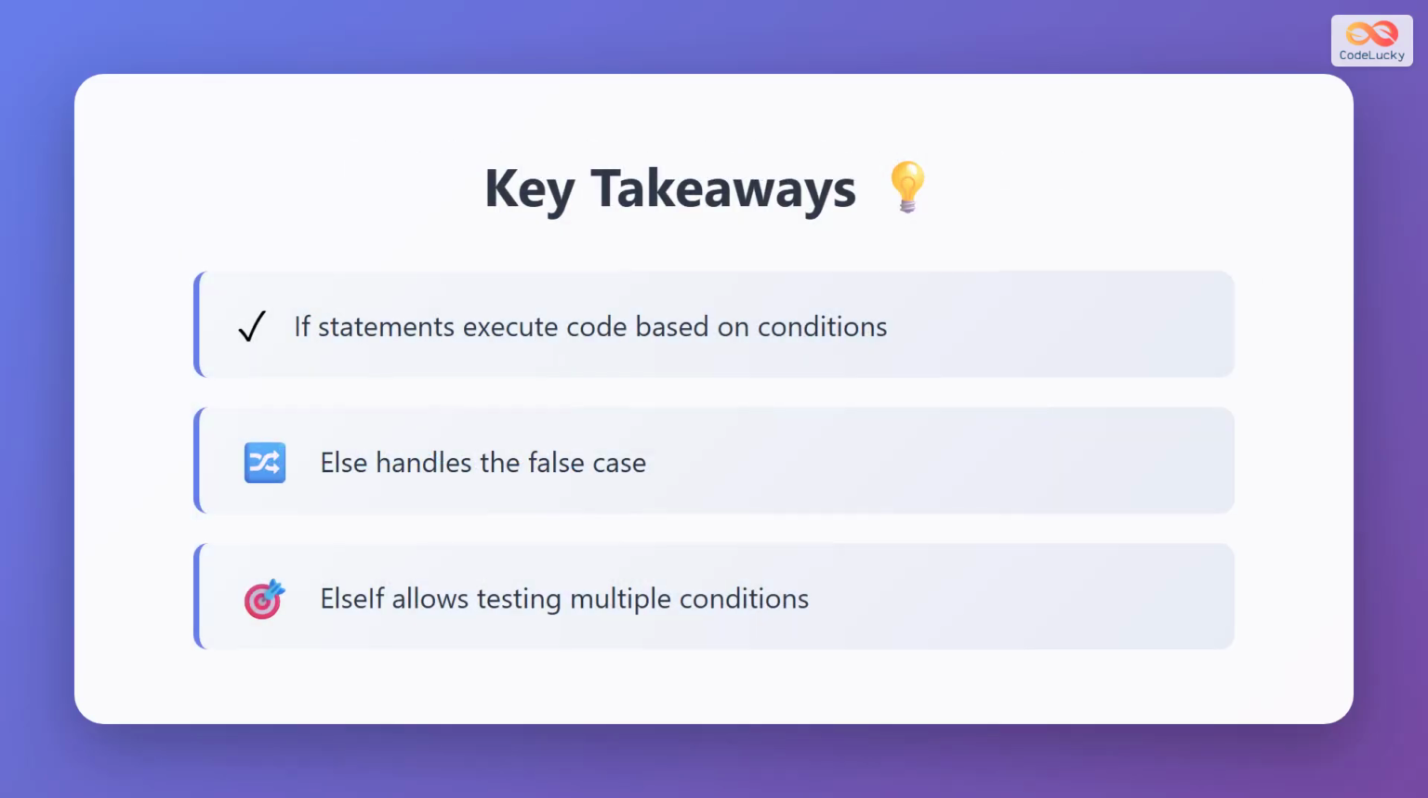Let's recap what we've learned. First, if statements allow you to execute code based on whether conditions are true or false. Second, the else clause handles the false case, giving you control over both outcomes. Third, ElseIf allows you to test multiple conditions in sequence, enabling complex decision-making logic. These three concepts form the foundation of conditional logic in PowerShell. With if-else and ElseIf, you can create scripts that respond intelligently to different situations and make your code more dynamic and powerful.